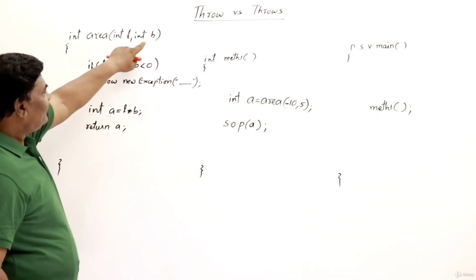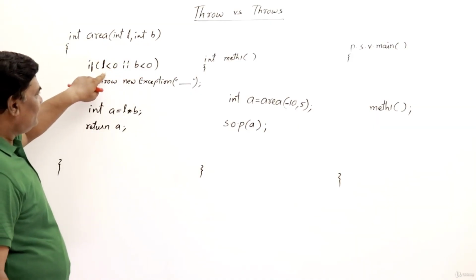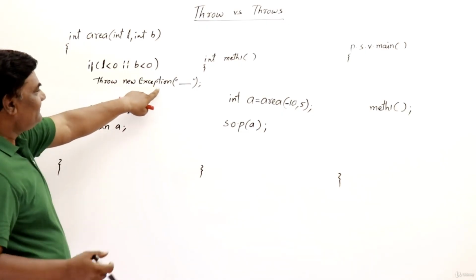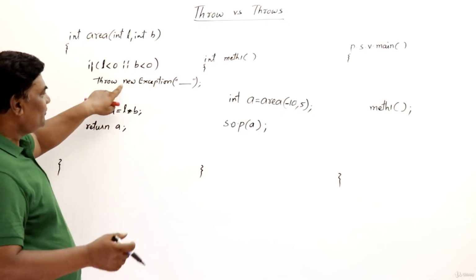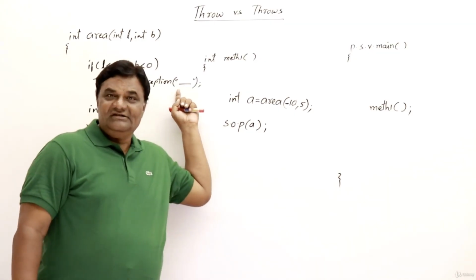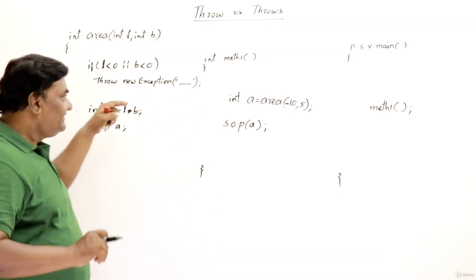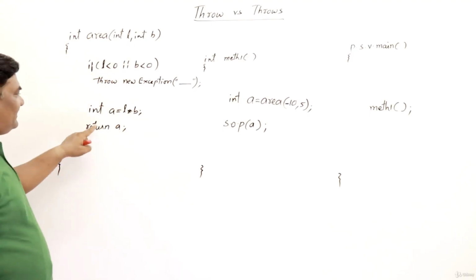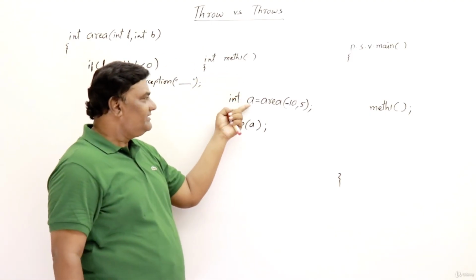So let us read the method once again. Area method takes length and breadth. If length is less than 0 or breadth is less than 0, throw an object of Exception. Exception is a built-in class. Throw an object of Exception, and with a message, you can mention a message here. And then let me complete this one. If length and breadth are positive, then calculate area and return. Return means the result goes here.